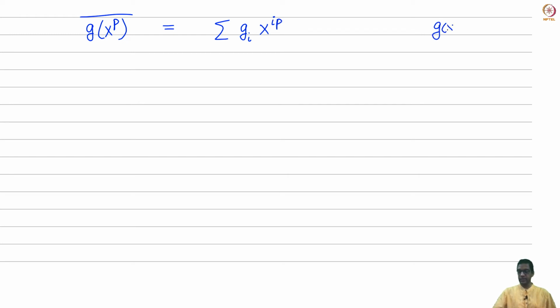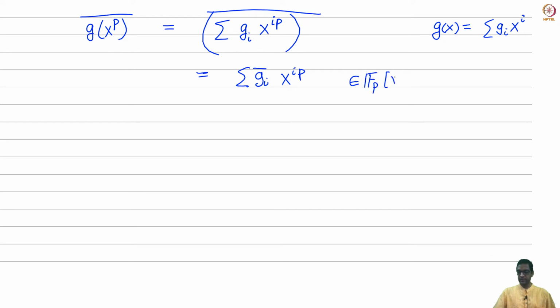So I'm saying, suppose g(x) is the polynomial sum of g_i x^i, then I first plug in x^p, and then I do bar of this, which means I just take the summation of g_i bar x^(ip). Okay, and this is a polynomial f_p of x. But recall this is the reason for reducing modulo that same prime p, and that p and this p are the same. This is a calculation which we have done many times.